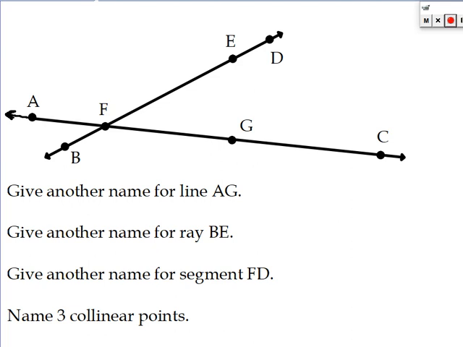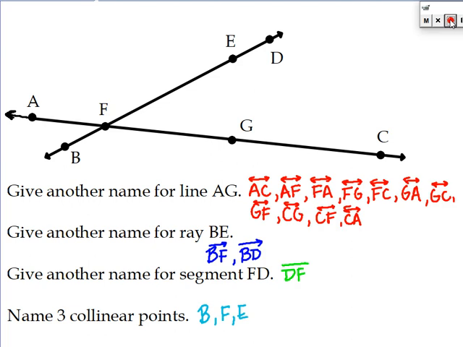All of those red answers are acceptable. Anything on line AG, so you have 4 points, A, F, G, C. Any combination of 2 letters will work. Doesn't matter the order, doesn't matter the points, as long as they're on that line, they work.